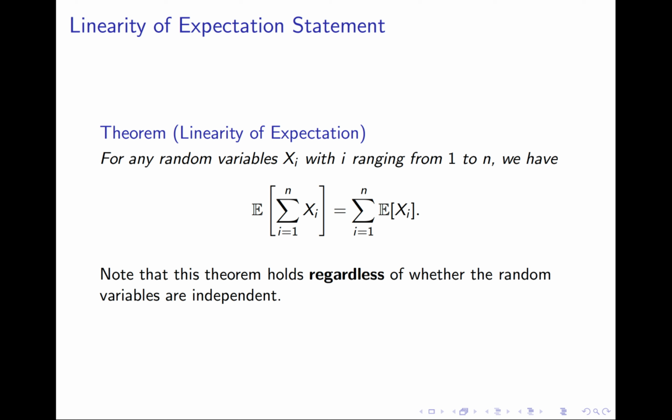A great thing about expected value is that you have what's called the linearity of expectation. So if you have any n random variables and you want to find the expected value of their sum, it's going to be equal to the sum of their expected values, regardless of whether these variables are independent or not. So regardless of whether the outcome of one variable could affect another one of your variables.